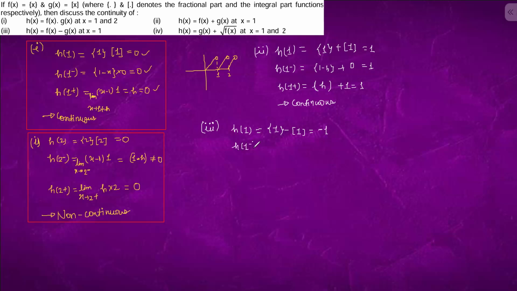h(1 minus). It is what? 1 minus h, minus 0. It is 1. h(1 plus). It is h minus 1, which is minus 1. So discontinuous. Discontinuous. Okay.